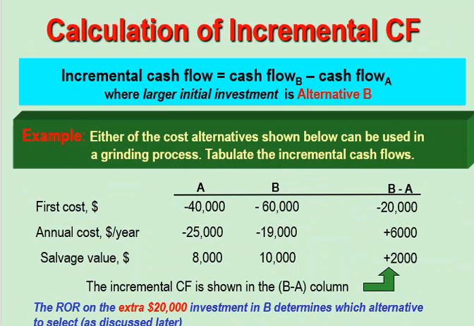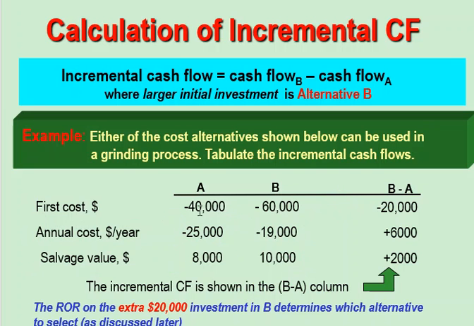How do we do this? How do we calculate incremental rate of return? It's very simple. Let's assume we have two alternatives, alternative A and alternative B. Okay, good. Alternative A has a first cost of 40,000, an annual cost of 25,000, and it has a salvage value. Alternative B, we have negative 60,000, 19,000 annual, and salvage value 10,000.